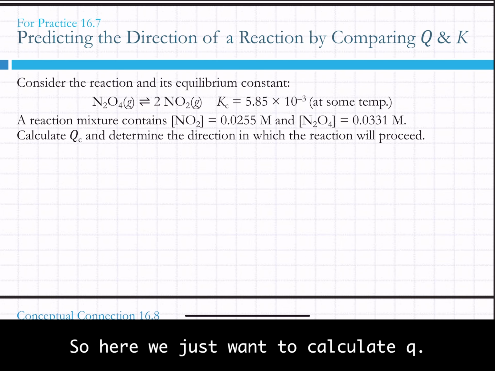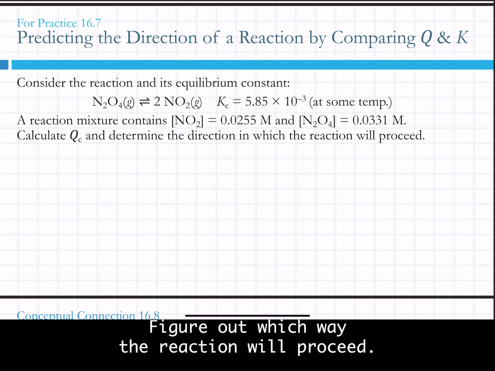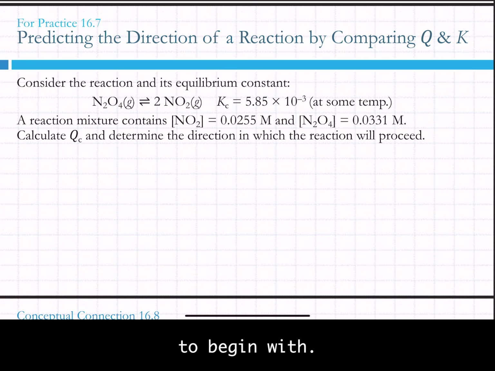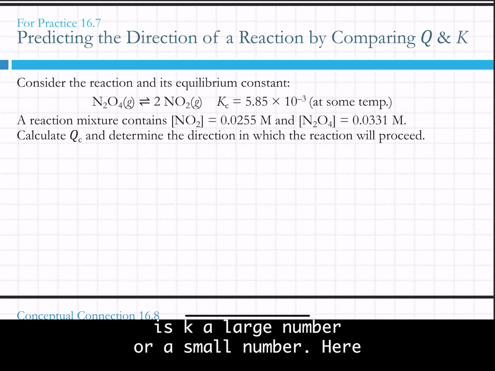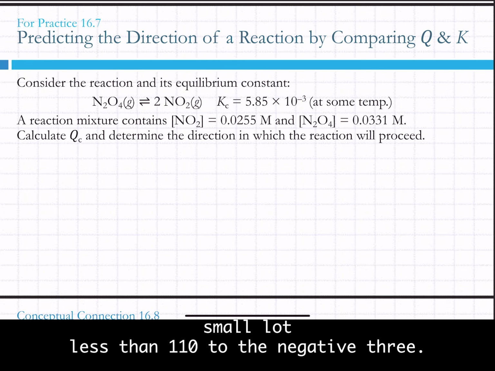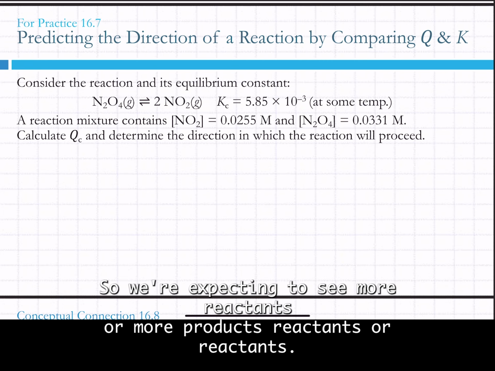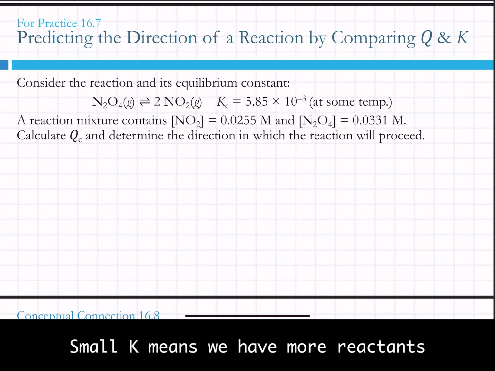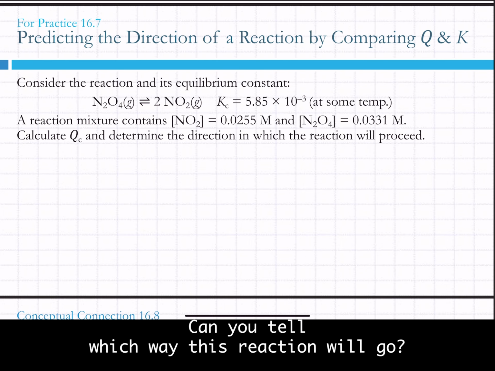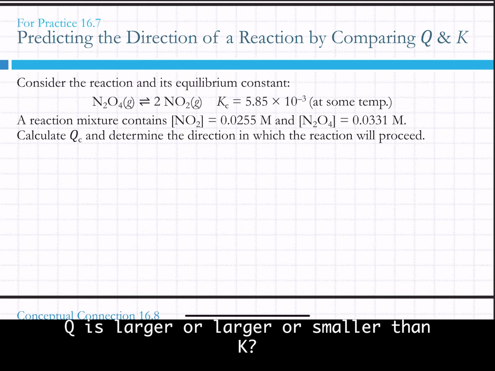So here we just want to calculate Q, figure out which way the reaction will proceed. Now we can look sort of at these numbers to begin with. So I have K. Is K a large number or a small number here? Small, right? A lot less than 1, 10 to the negative 3, pretty small. So we're expecting to see more reactants or more products? More reactants. Small K means we have more reactants than products. Based on these initial concentrations, can you tell which way this reaction will go? Q is larger or smaller than K?